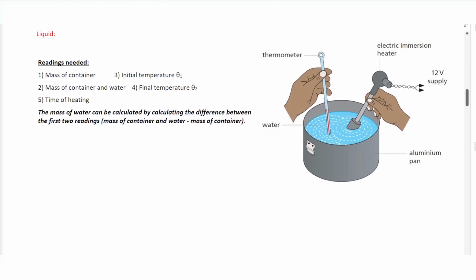If you have a liquid, the only different thing is you cannot measure the mass directly. You must measure the mass of the empty container, then the full container, then you subtract to get the mass of the liquid itself, then you use the same equation.